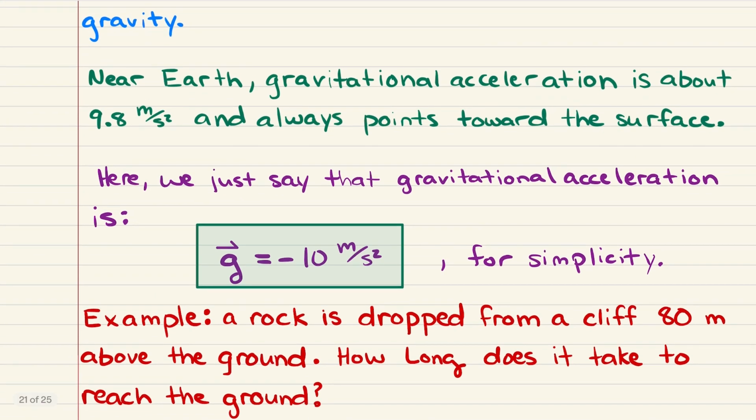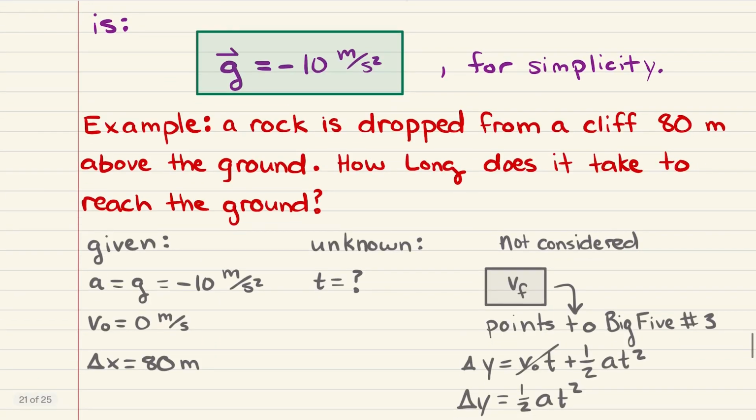A rock is just dropped, okay? Dropped, like you're holding it still, so no initial velocity, from a cliff 80 meters above the ground. How long does it take to reach the ground? Well, let's go over what's given. When we're getting to this kind of problem, there are some things you're going to have to assume, because the question is assuming you know that the acceleration due to gravity is negative 10 meters per second squared. So it's not going to tell you explicitly that's what it is.